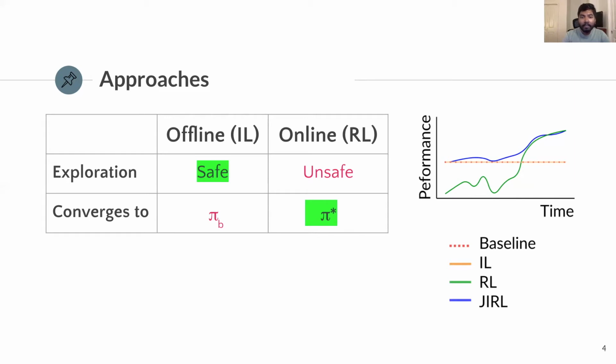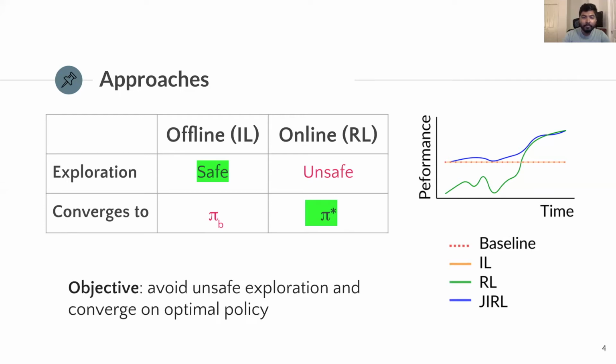A typical learning curve for RL is shown by the green line in the plot. However, eventually it is possible for the RL agent to outperform the baseline. Note that we do not assume access to a model of the environment. In our proposed JIRL, we aim to combine the best of both worlds, as can be seen by the blue line in the plot. Our objective is to avoid unsafe exploration and converge on the optimal policy.